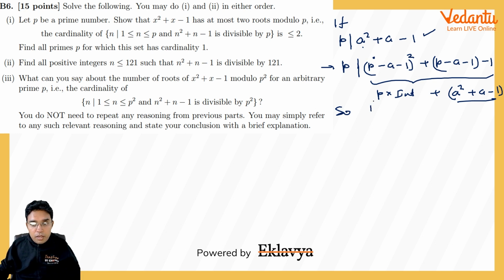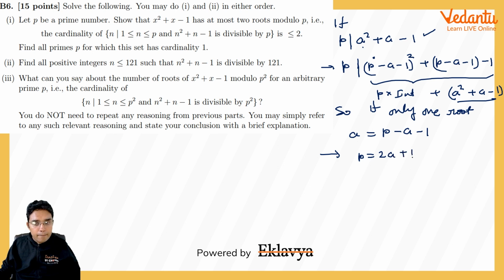So if there is only one root, it means a has to be equal to p minus a minus 1. So what we get here is p has to be equal to 2a plus 1. If there is only one root, then the prime number p has to be, in terms of that root, 2a plus 1. And in that case, this 2a plus 1 will divide a square plus a minus 1. But this 2a plus 1 also divides (2a plus 1) whole square.